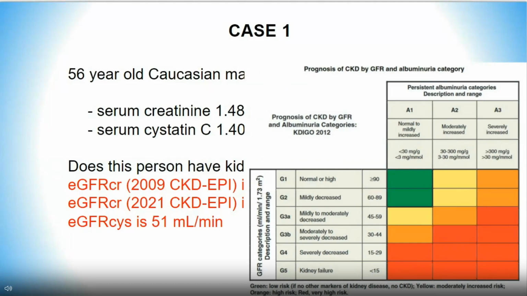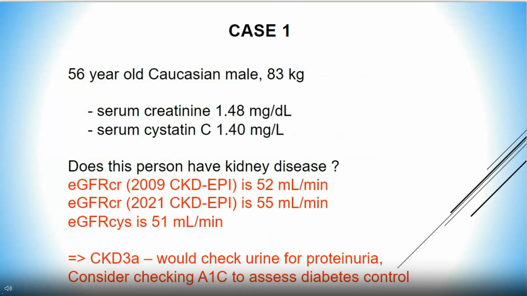So looking at the heat map, if this was a chronic condition, meaning if his serum creatinine and cystatin C had been stable for 3 months or more, we could think that this patient has chronic kidney disease, and that would be stage 3A. And so both GFR creatinine and cystatin are agreeing on that. So he should probably get some workup for that, check the protein in the urine to quantify if he has any proteinuria, and also I would check an A1C to assess how well controlled his diabetes is.